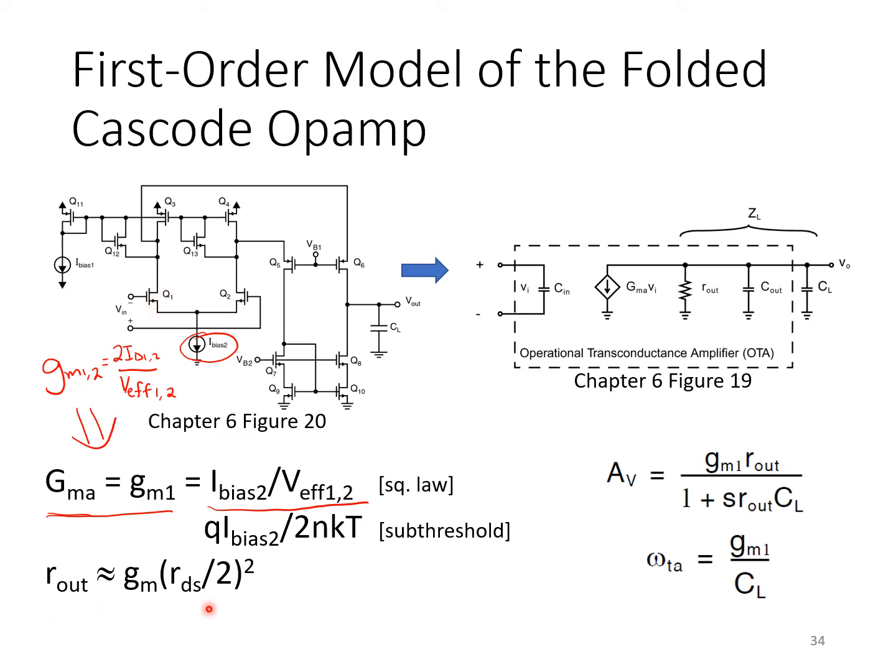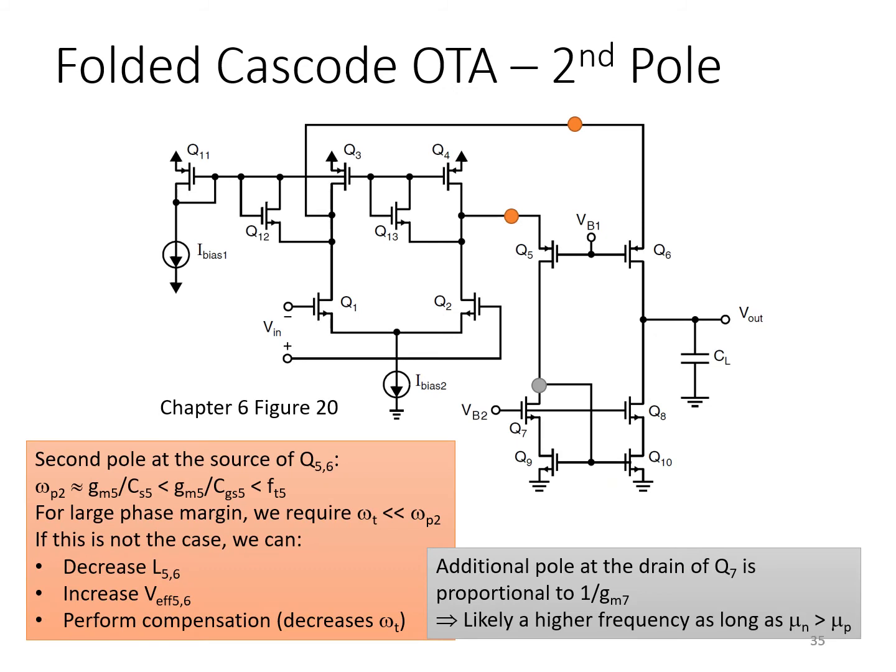The output resistance, small signal output resistance, of the cascode stage is on the order of small signal GM times RDS squared. And that's because at the output node, we see a cascode stage looking up and a cascode stage looking down. And then here are the expressions for the amplifier's frequency response, which can also be written in terms of its unity gain frequency omega TA, which is just GM1 over CL. So that was our simple first order model of the folded cascode OTA.